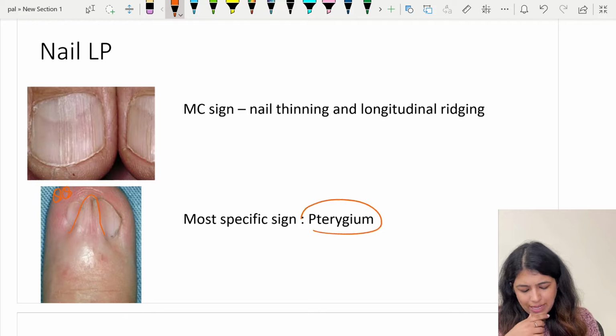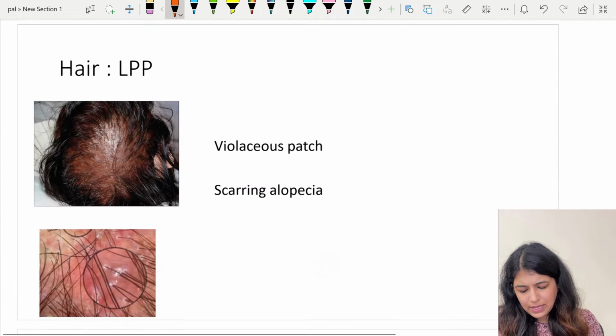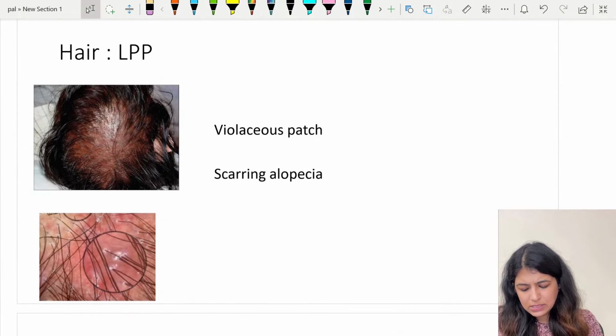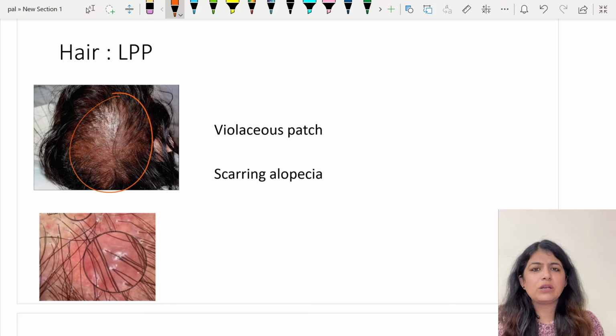This is called as pterygium. Pterygium is a pathognomic finding of nail lichen planus, causes permanent irreversible loss of nail. So an image of pterygium is very important question. In the hair, it causes lichen planopilaris, where you see a violaceous patch with scarring alopecia. So it is one of the causes of scarring alopecia.